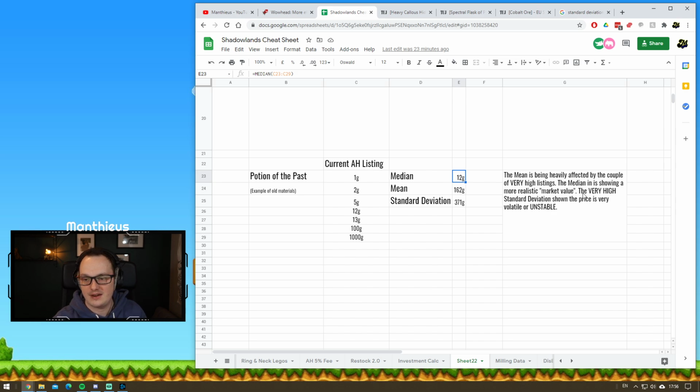The standard deviation is very, very high, showing the market on this is super volatile. You could be lucky one day, come to the auction house and be able to snag one for 100 gold, or you could come to the auction house the next day, be unlucky, and there be only some stupidly high listings for this. Not really a good market to be in.